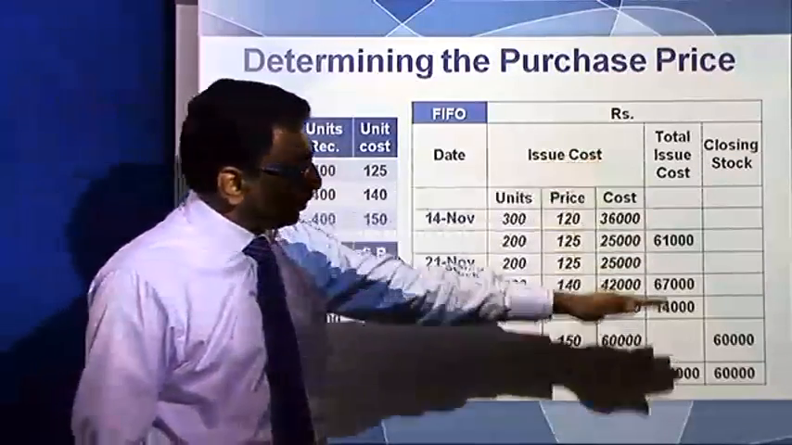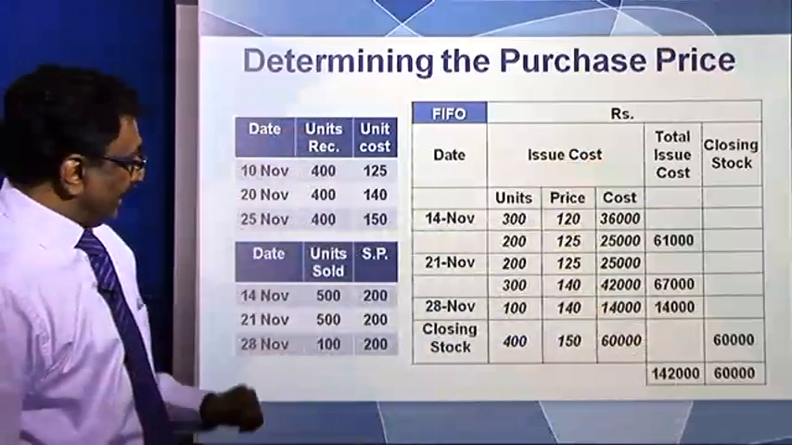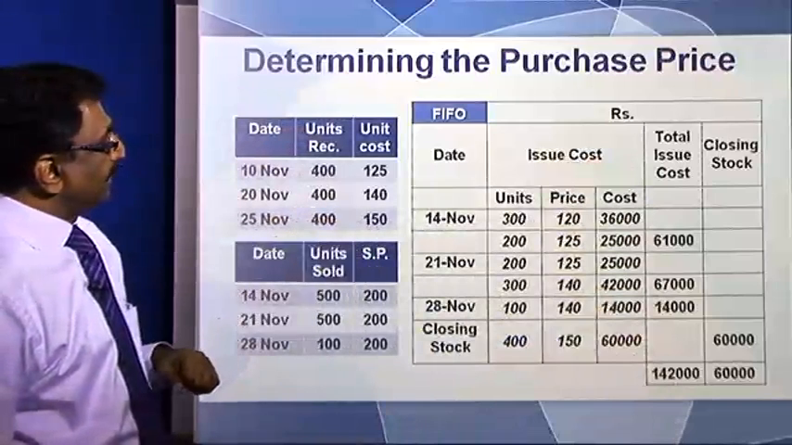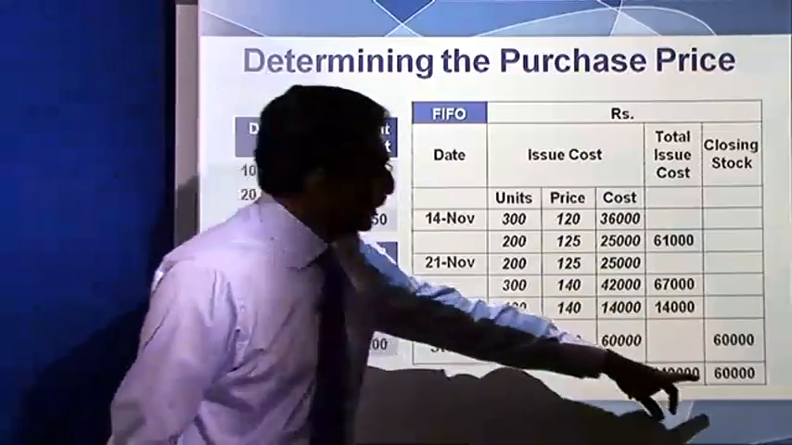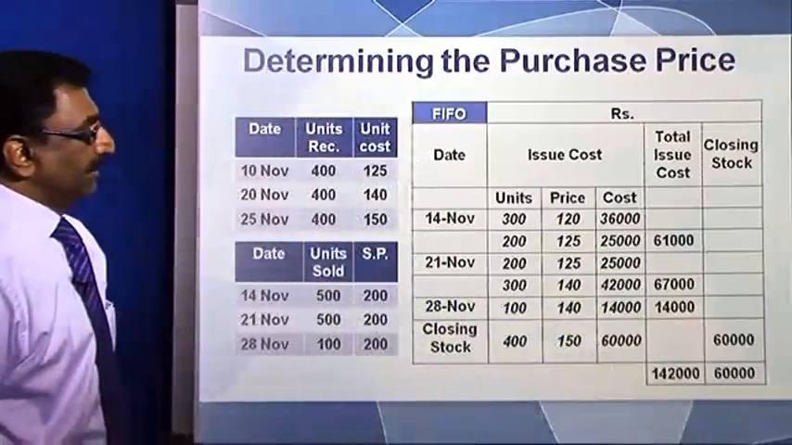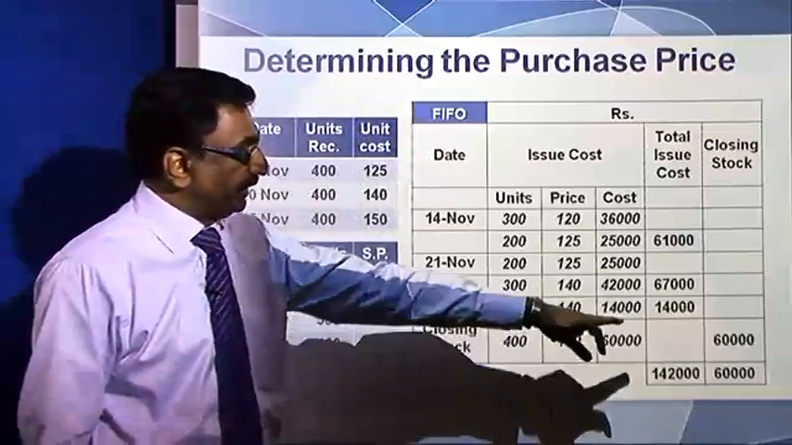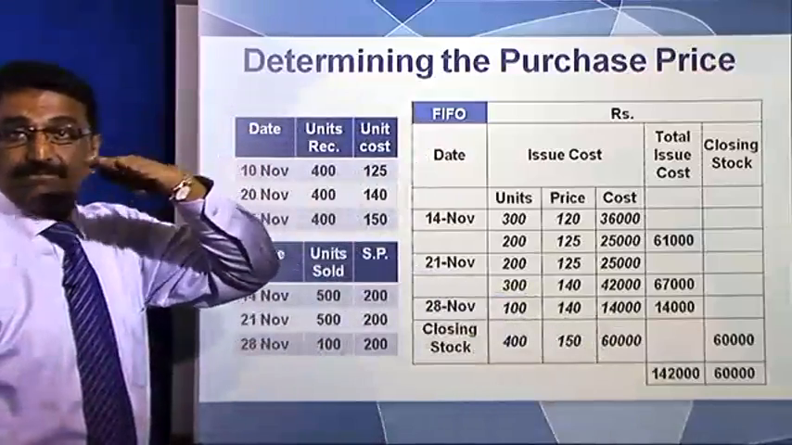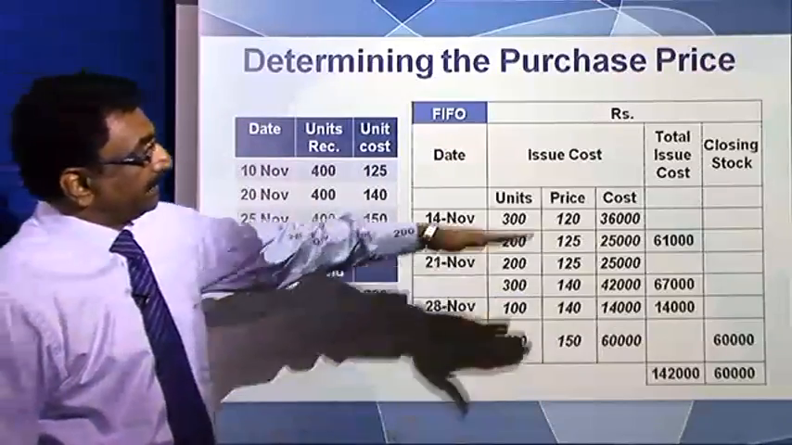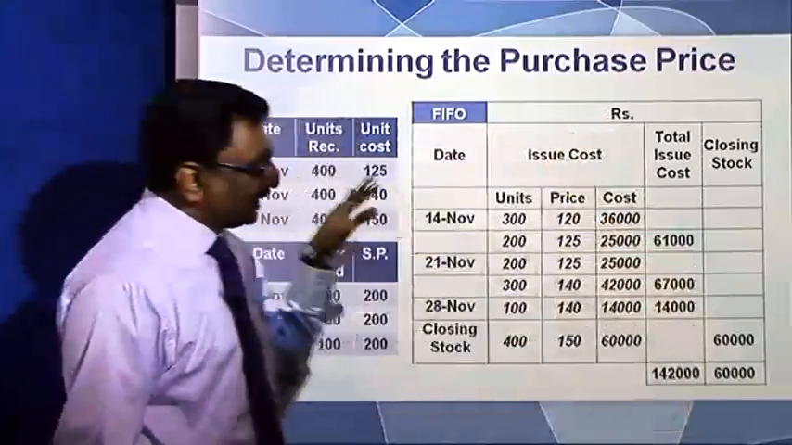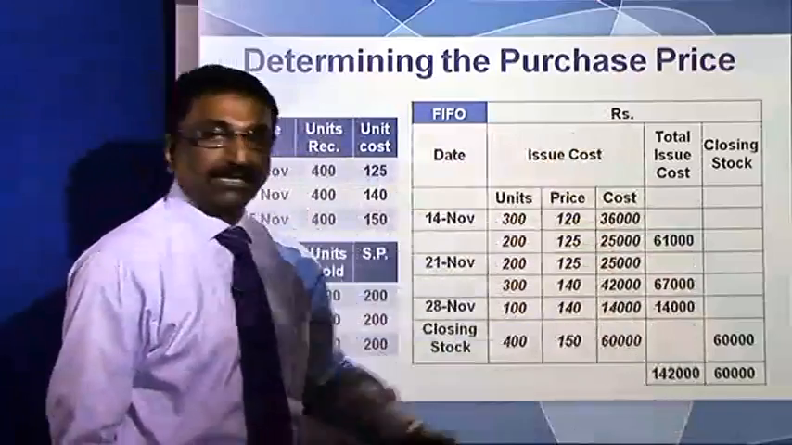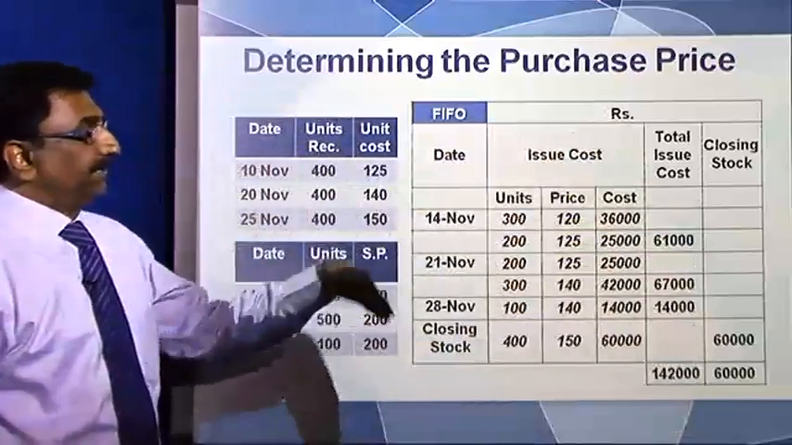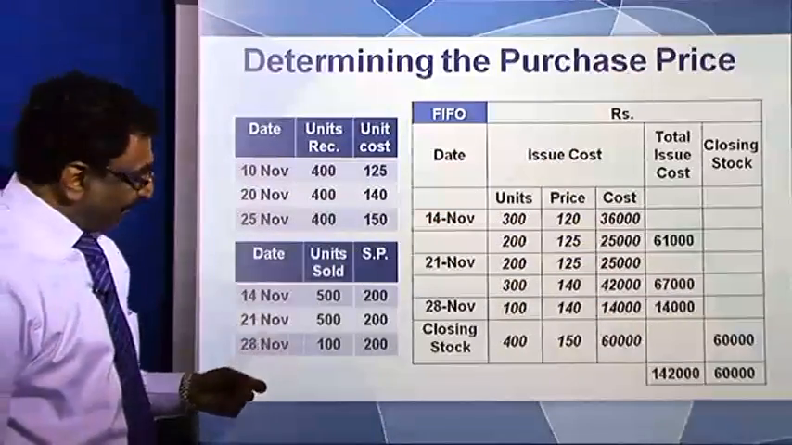So the total issue cost was 1,42,000 rupees, and the closing stock would have been these 400 units at 150 rupees, which is shown as 60,000 rupees as closing stock. 400 into 150 is the closing stock figure. So this is how the first in first out method works, and the issue cost using this method works out like this. Let's extend this example and calculate this on an average cost method.